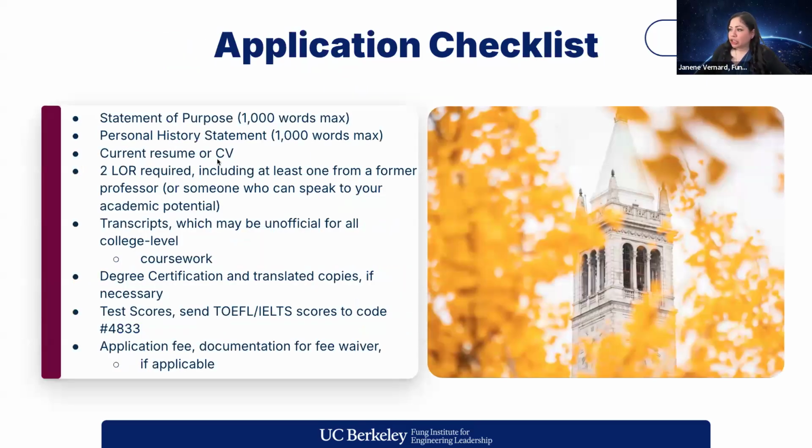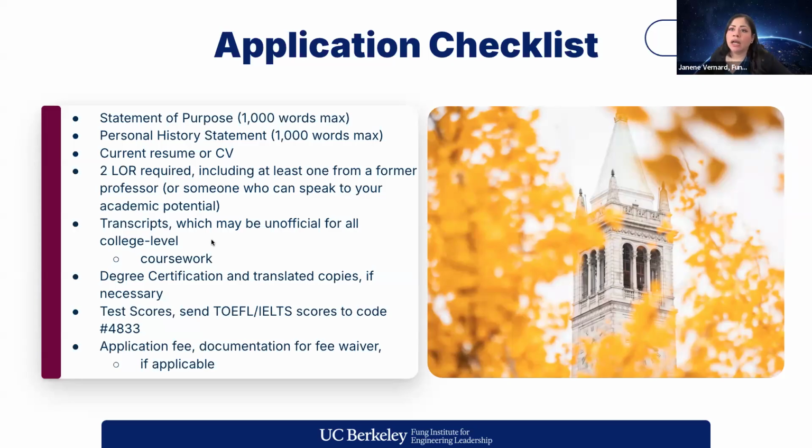So here's your application checklist. Statement of purpose, 1,000 words max. Personal history statement, 1,000 words max. Make sure to submit your most current resume or CV. Your 2 letters of recommendation are required, at least one from a former professor if you can swing it, or if you can't, someone who can speak to your academic potential or leadership potential. Transcripts may be unofficial for all college level coursework.